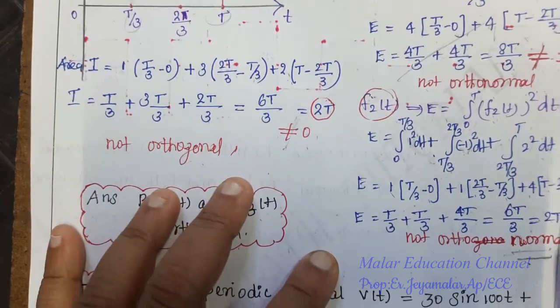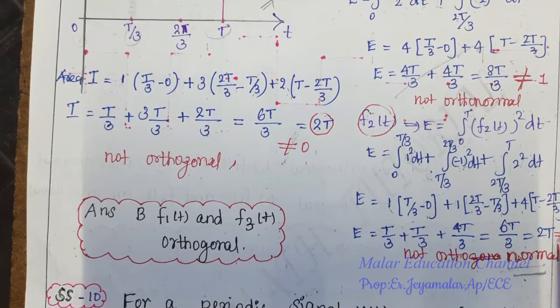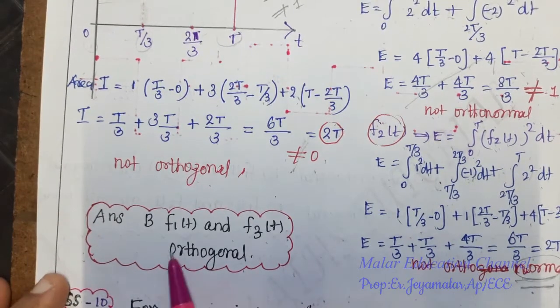Ordinary simplifications, we receive the answer as not equal to 1. So not equal to 1 means it is not orthogonal, sorry, not orthonormal. Not orthonormal. Hence the final answer is B. F1 and F2 of t, F3 of t is orthogonal.